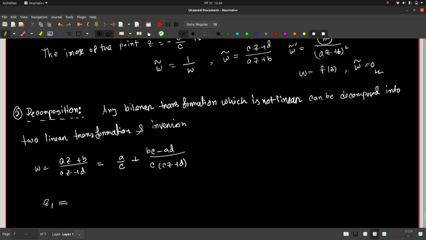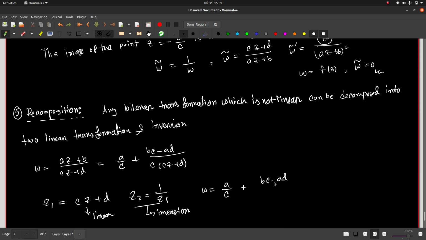So these are the successive transformations. This is a linear one, so this guy is the linear. Z2 is 1 upon Z1, so this is an inversion. And W again is a by c plus bc minus ad divided by c times Z2, and this is another linear transformation.